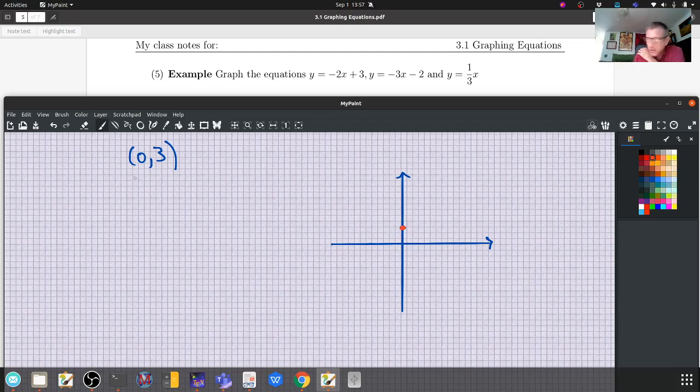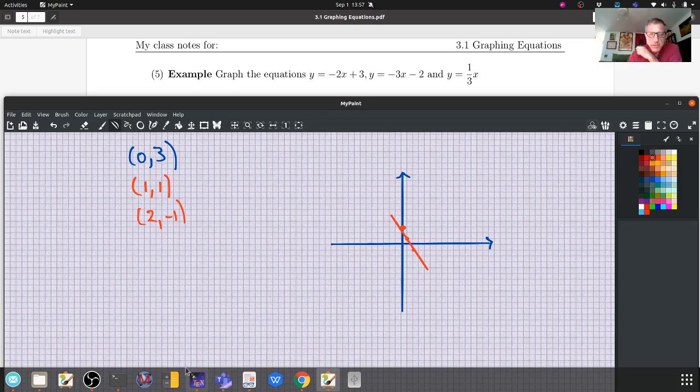So let's do my other point 1 and 1. So I find 1, here's 1, and I go up 1. That's my second point. And my third point is 2 and minus 1. So I go over 1, 2, and go down minus 1. And now, of course, I don't have perfect graph paper, but I'm going to try to draw a line through them. And yeah, that's pretty much a straight line.